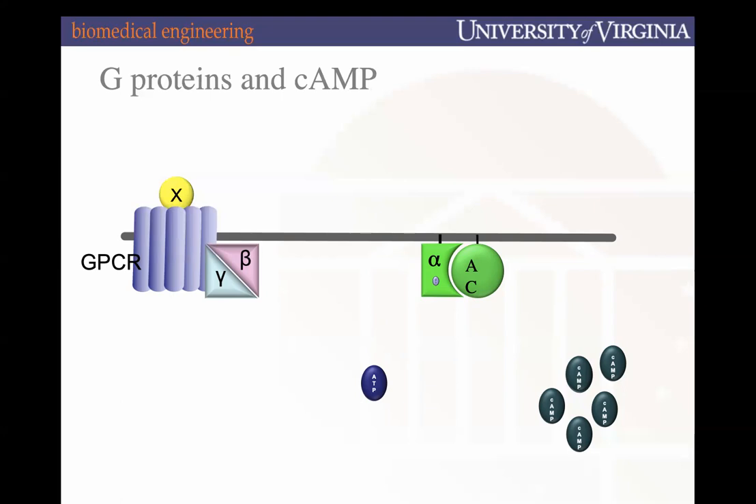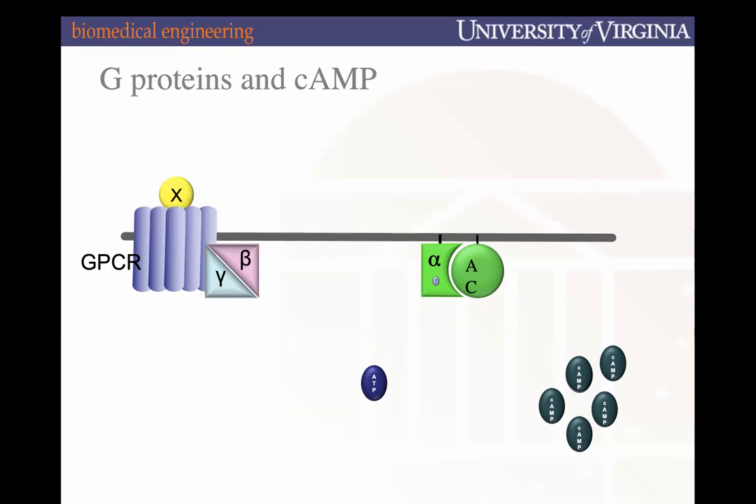sorry, this is a G protein. I want to make sure I'm not making a mistake. I'm going to make it clear. So it's a G protein, so it binds to GTP. So it has a GDP. It loses the GDP and binds to a GTP. Once that happens, now the alpha subunit disassociates and acts on adenylyl cyclase.